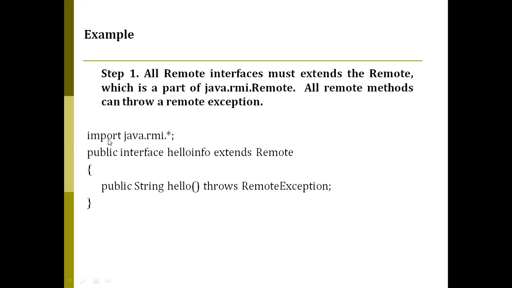So here we are importing java.rmi.*, public interface HelloInfo. This is the name of the interface that I'm going to create. This will be a remote object, remote interface. Then extends Remote. This is an interface. We are going to tell that HelloInfo is the remote interface.